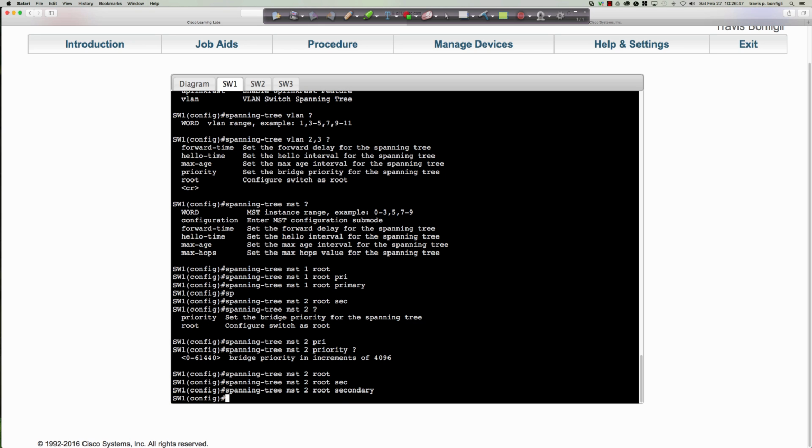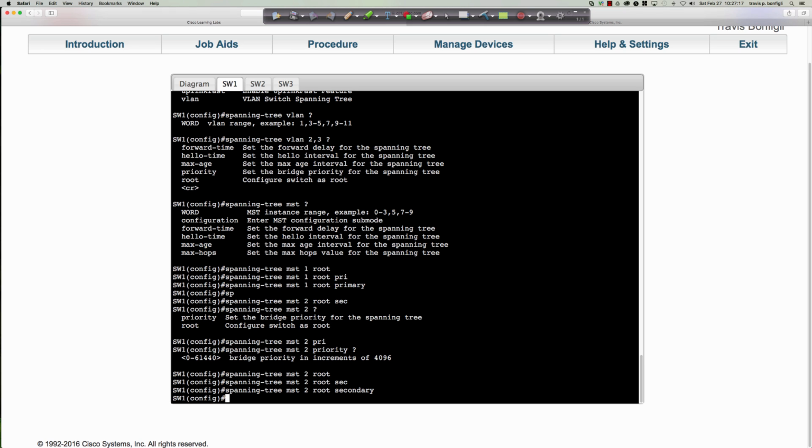And now we've made switch 1 the primary root bridge for VLANs 2 and 3, because those are mapped to multiple spanning tree instance 1, right? And switch 1 will be the secondary root bridge for multiple spanning tree instance 2, which means the secondary root bridge for VLANs 4 and 5.